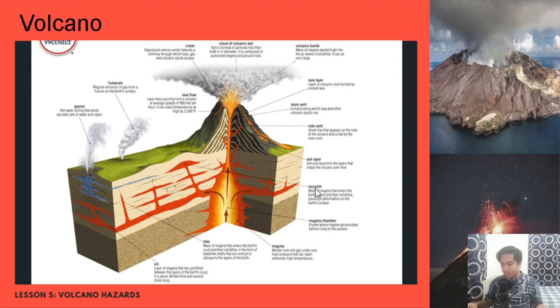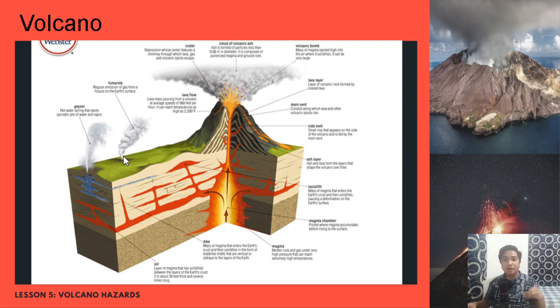Next, we have your laccolith. A laccolith is a mass of magma that enters the Earth's crust and then solidifies, causing a deformation on the surface. So remember, if it gets stuck on the side, it is already called a sill. But if there is a deformation, nag-ulbo siya, and there is a mountainous, nagbuklod siya nga formation, that will be called now your laccolith. Okay? Like this one in the picture, there is a deformation. Nag-ulbo siya.